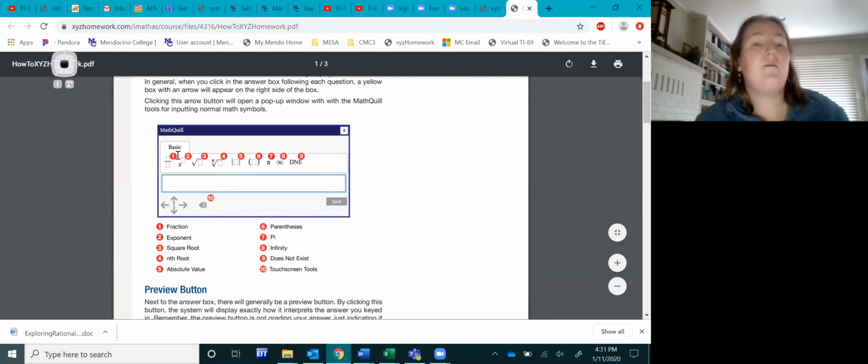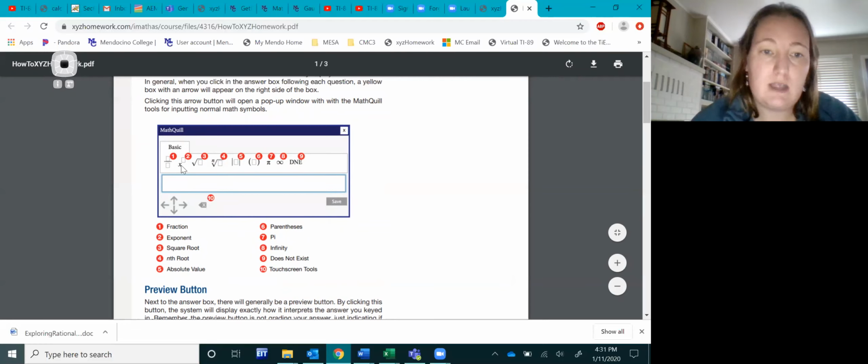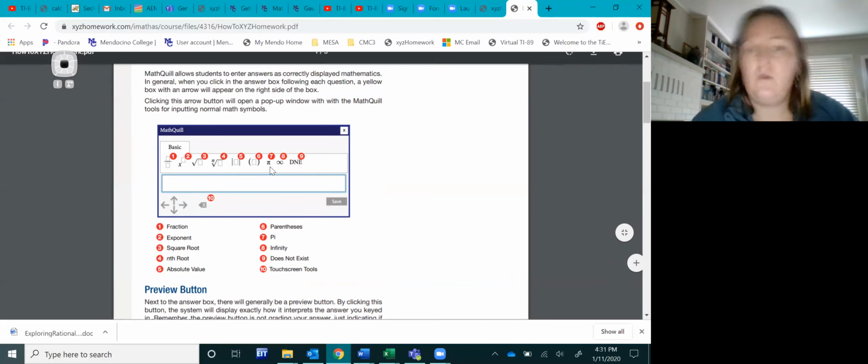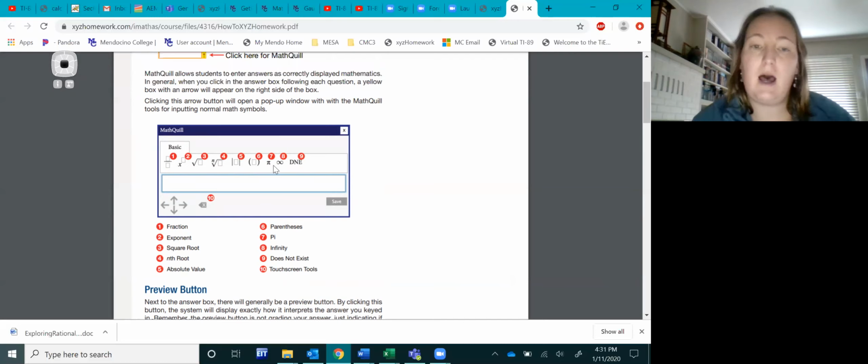So the basic ones are fractions, exponents, roots, nth roots, absolute value, having parentheses. We won't use this much in this class, but pi, infinity, DNE, which stands for does not exist, which we use when things don't exist.